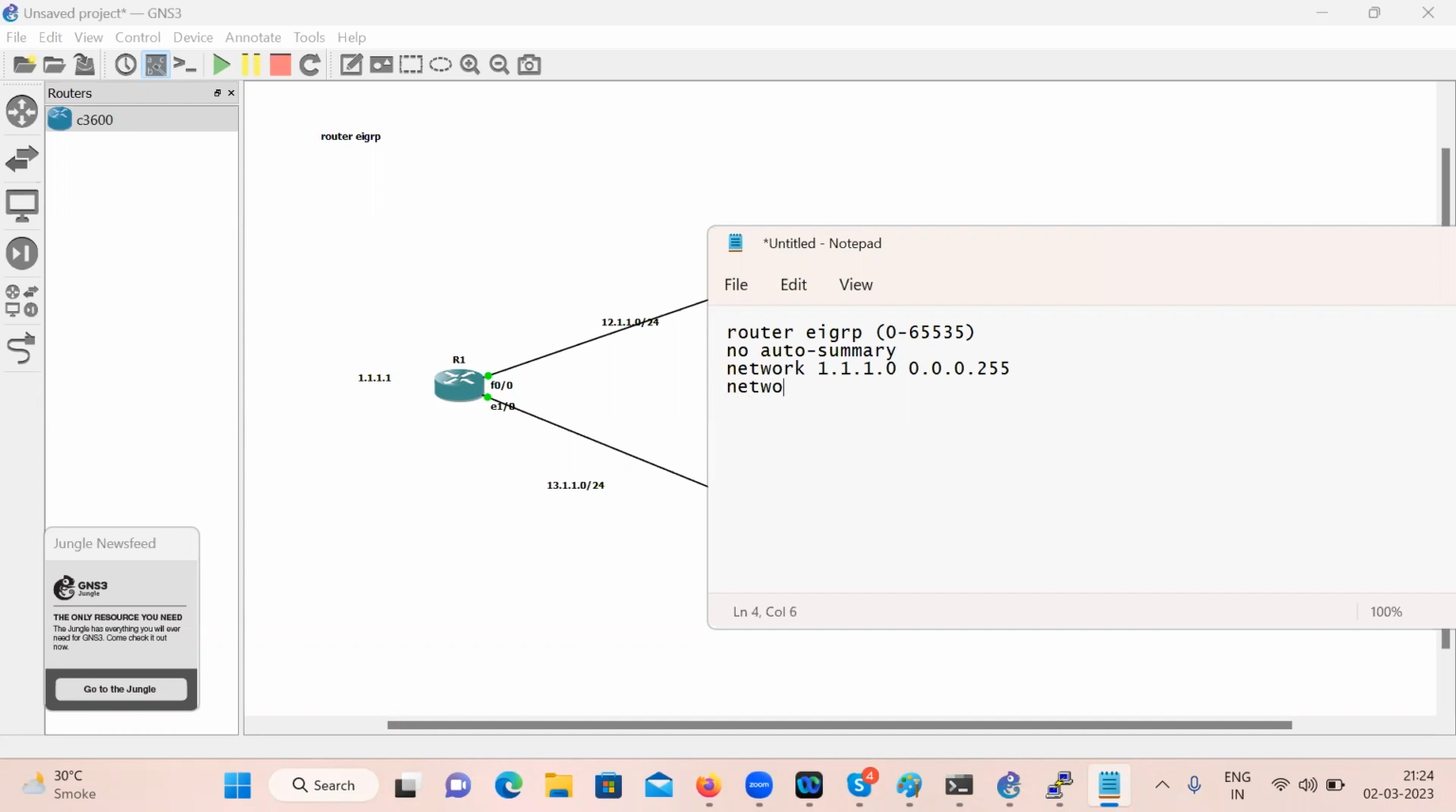Now, what is the second network we have to configure on router 1? The second network is 12.1.1.0 with a wildcard mask of 0.0.0.255. Why? Because everywhere we have configured the slash 24 subnet. The next network is 13.1.1.0 with a wildcard mask of 0.0.0.255. These are the three networks which we have to advertise from router 1. So let's copy this and paste it on the router 1 console.